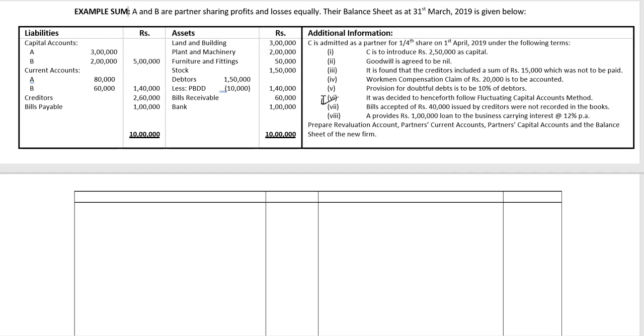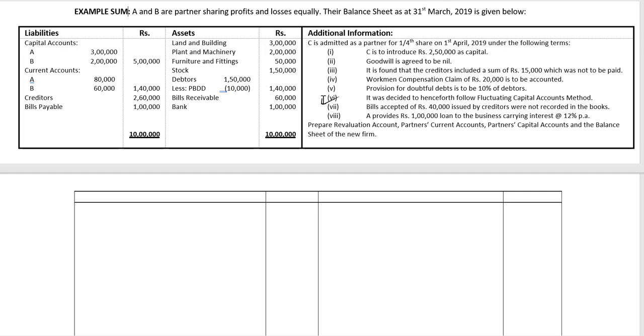So our approach would be this. We will first prepare the revaluation account and transfer the gain or loss to the partners' current accounts, A and B's. Then we will prepare the partners' current accounts and we will transfer the balance of the partners' current accounts to the partners' capital accounts. That way the partners' current account balances will be closed and we will have only balances in the partners' capital accounts. So that will be our approach to solving the problem.